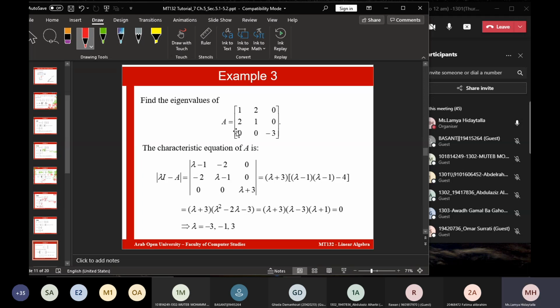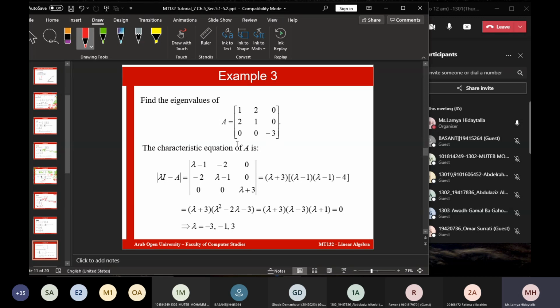A matrix, any square matrix, could be 2 by 2, 3 by 3, 4 by 4, 5 by 5, no matter. And we do the same to find the eigenvalues and the eigenvectors. For instance, here this matrix is a 3x3 matrix. Now, we need the eigenvalues and the eigenvectors. So for the eigenvalue, what do we do?